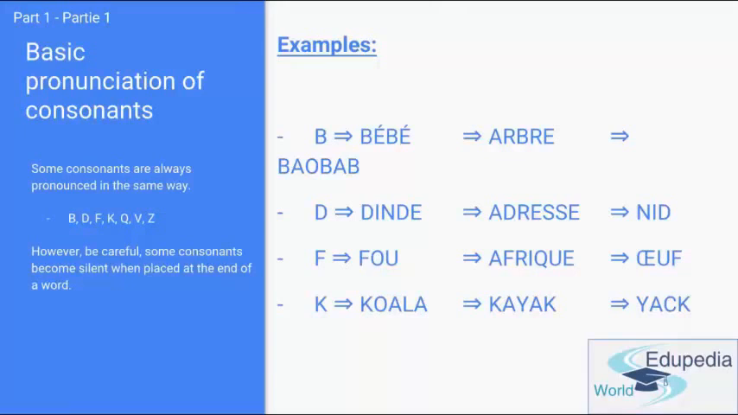So here, let's review these sounds again. We have B, as in bébé, D, as in dinde, F, like in fou, K, like in koala. So far, it's pretty straightforward because the sounds are nearly the same as in English. However, you will notice the D sound is more pronounced in French than in English. It's stronger. Same with B, we insist more on the sound.